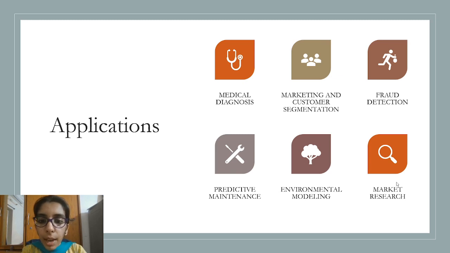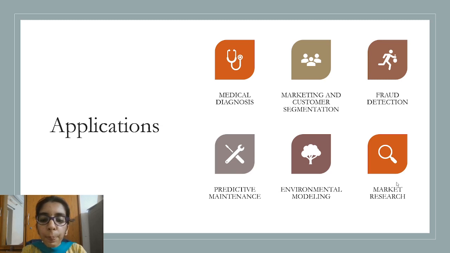Predictive maintenance. In manufacturing and industrial settings, CART models are employed for predictive maintenance to anticipate equipment failures and optimize maintenance schedules. By analyzing sensor data, equipment usage, and historical maintenance records, these models predict when machinery is likely to malfunction or require servicing, minimizing downtime and maintenance costs.